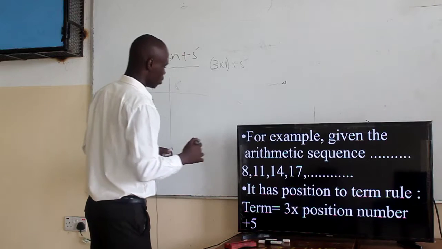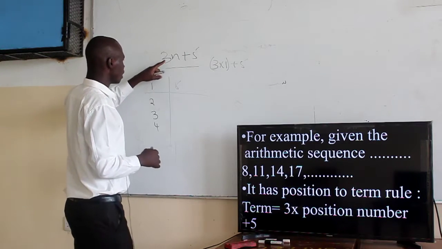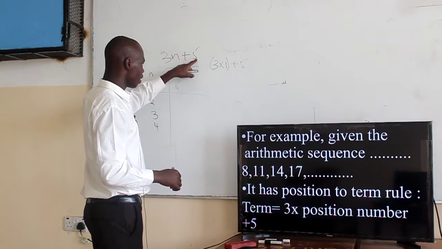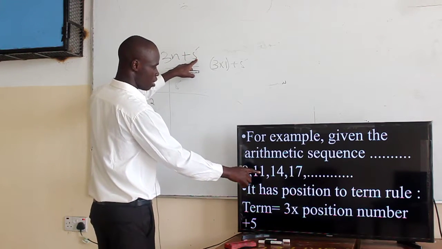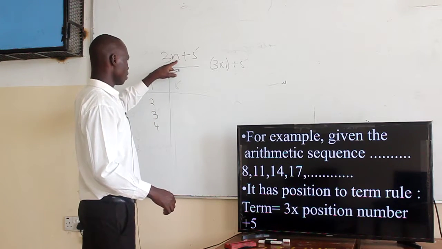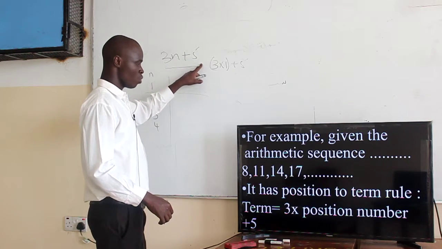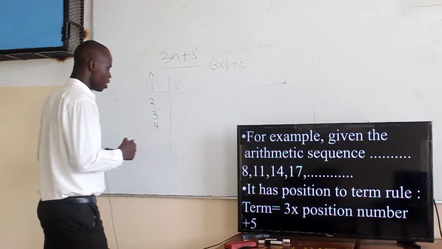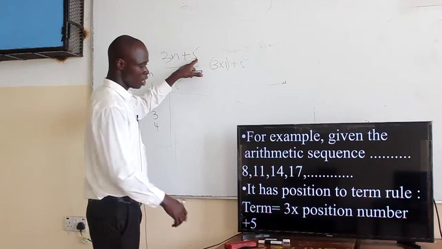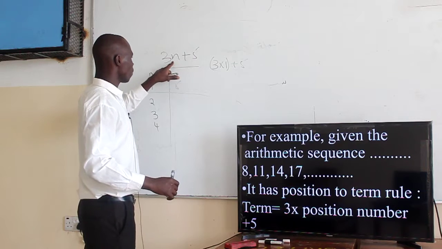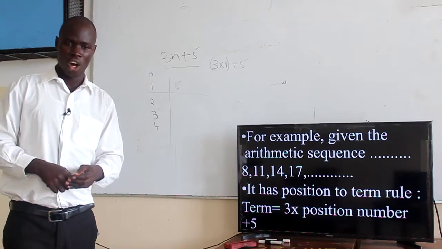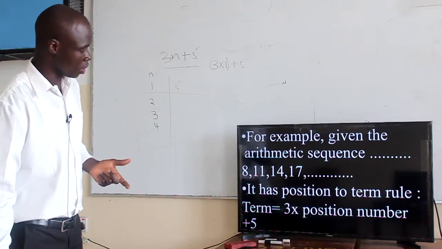This is the first term here. When n is 2, you take 3 times 2, which is 6, plus 5, which will be 11. Then when n is 3, you take 3 times 3, which is 9, plus 5, which will give you 14. When n is 4, you take 3 times 4, which is 12, plus 5, which will give you 17. So this is how you can do this.